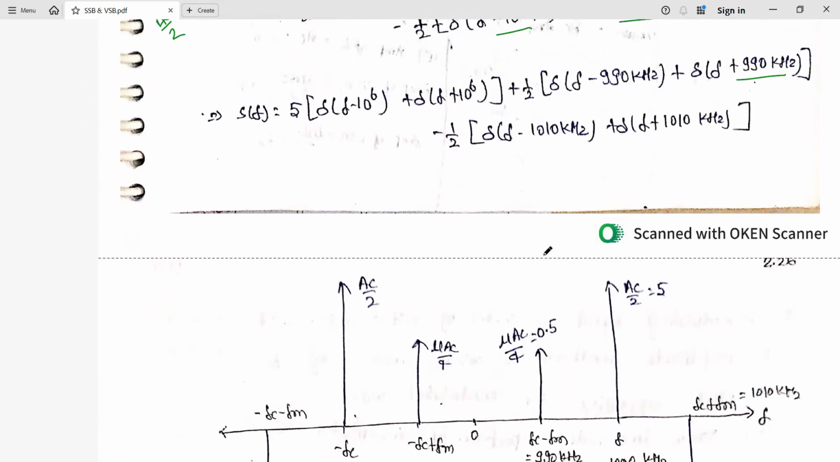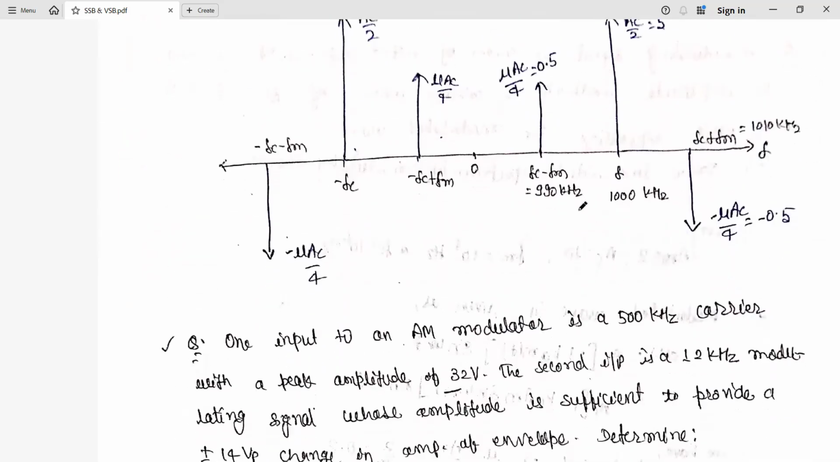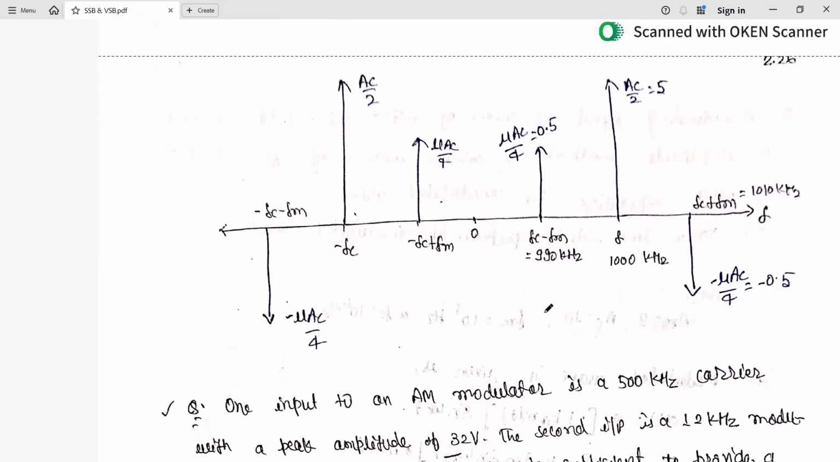Okay. So what is the frequency here? You are saying that you have f minus fc and f plus fc. So 990 and 1010 are going to be important for us. Here we have one side for the positive frequency and one side for the negative frequency. The fc is given as 10 to the power 6 hertz, so that is 1000 kilohertz.